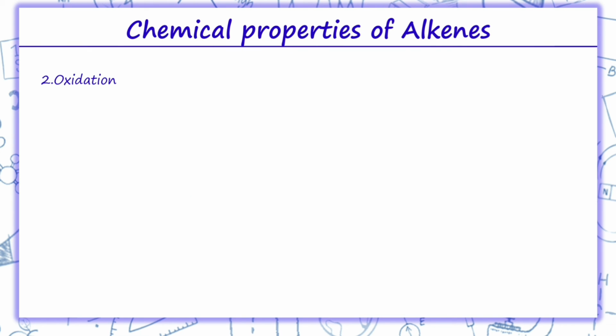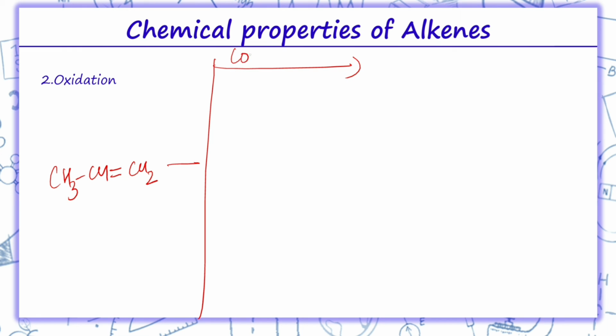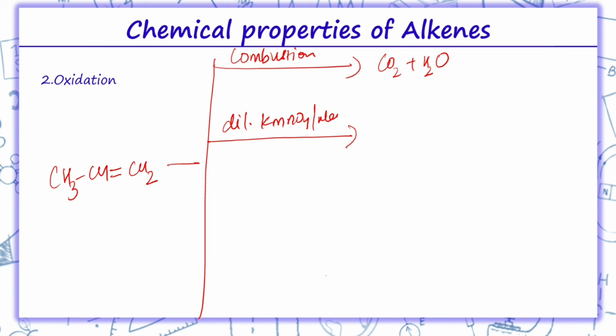Coming on to oxidation reactions of alkenes. In oxidation reactions the first is combustion. Let's suppose I have the alkene CH3CH=CH2. The first oxidation reaction is combustion. Alkenes on combustion produce CO2 plus H2O. The next oxidation reaction takes place with dilute KMnO4, or we can say neutral KMnO4.